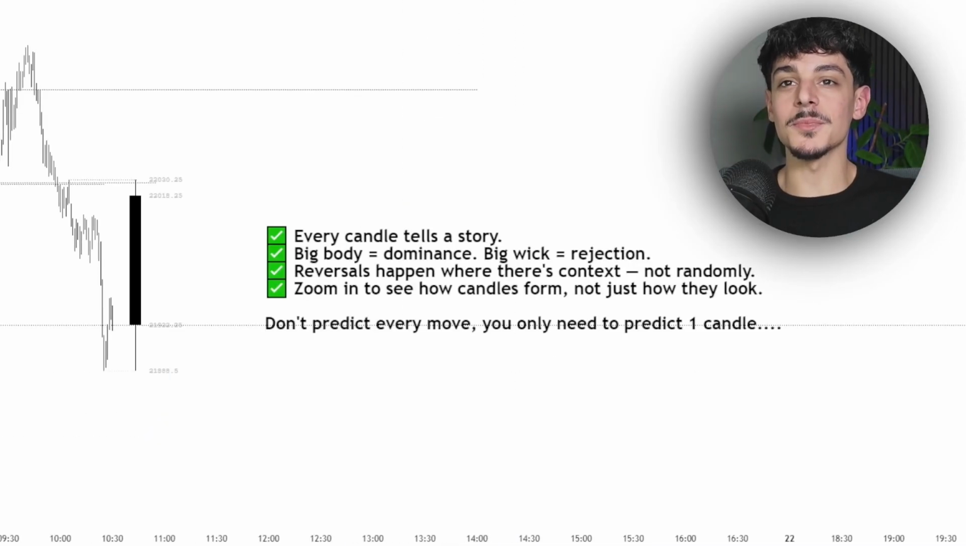So here's the bottom line. Every candle tells a story. If the body is big, it means that some participants are dominating the market. If the wick is big, it means that there's rejection and some people are being squeezed. Reversals and distribution don't happen randomly. Okay, you need context. You need to be able to understand which candle is most likely going to print. You need to zoom in to see how the candles form, not just how they look. So remember that you don't need to trade every single candle. You just need to be able to predict one candle, and that's all that matters.